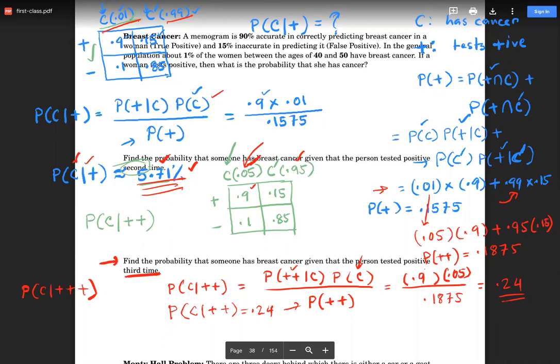I can't hear you. Would it be 0.24? It would be 0.24. Thank you, Brandy. This would be 0.24. So I ran out of space. I'm going to clear it, okay?